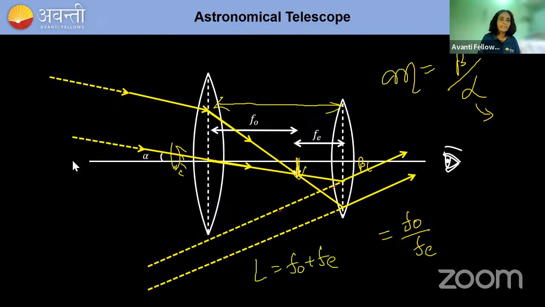Why F naught plus Fe? Because, look, the image is getting formed at F naught and the final image is also getting formed at infinity. It means this point must be the focal point for the second lens also. So this distance is also equal to the focal length of the eyepiece, and this is equal to the focal length of the objective. So the total length is F naught plus Fe, and this is your tube length for the telescope.